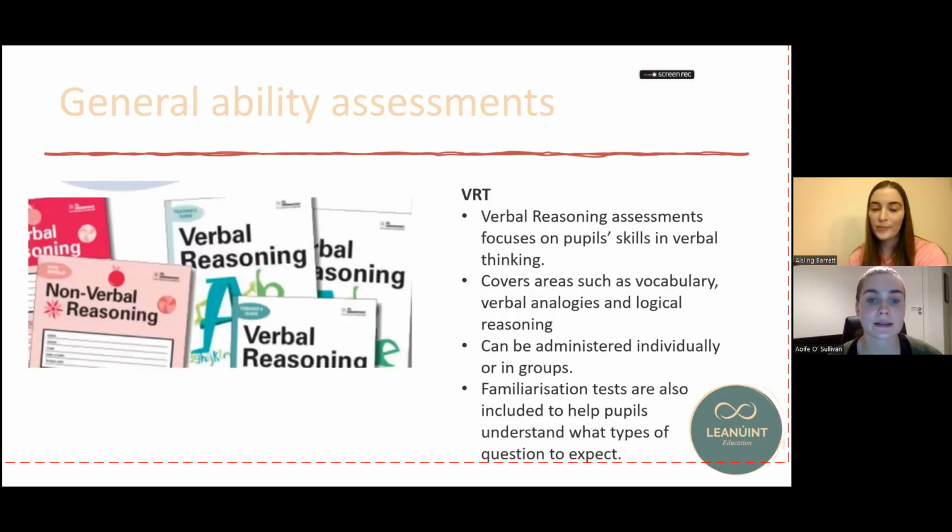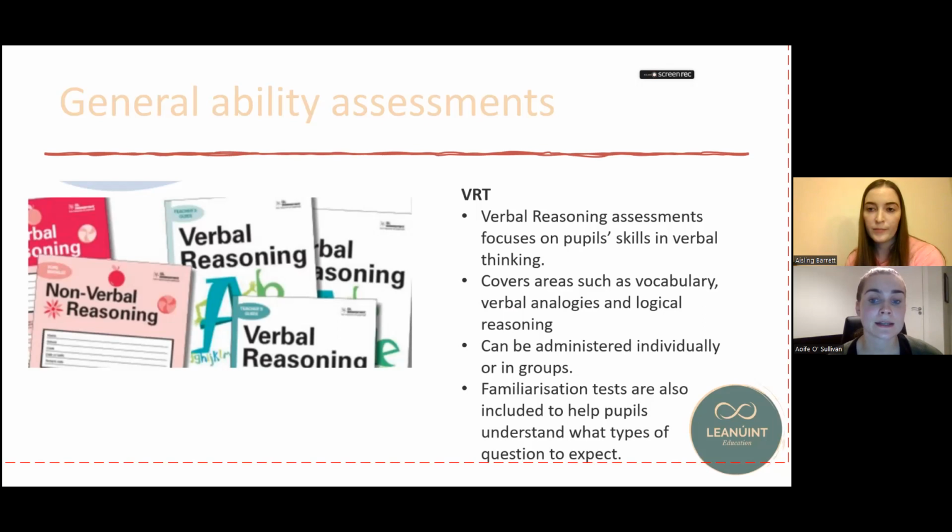The next one here is the sister test to the one in the previous slide. So this is the verbal reasoning test. The previous one was the non-verbal reasoning test. This is the verbal reasoning test. So it assesses a child's skills in verbal thinking, and it covers areas such as vocabulary, verbal analogies, and logical reasoning.